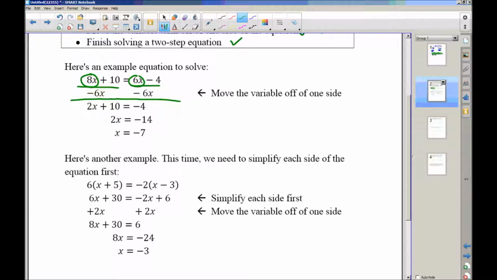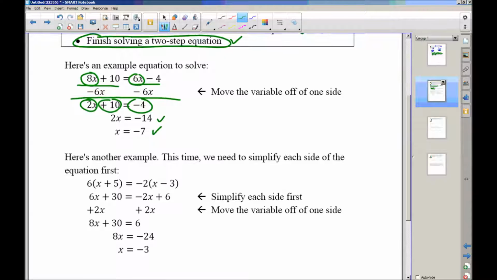I subtracted 6x, so that left me with just 4 on the right side. And on the left side, 8x minus 6x makes 2x, and then we bring down the 10. And now our result is a two-step equation. So we finish by solving that two-step equation. So subtract 10 from both sides to get negative 6, and then divide by 2 on both sides to get negative 3.